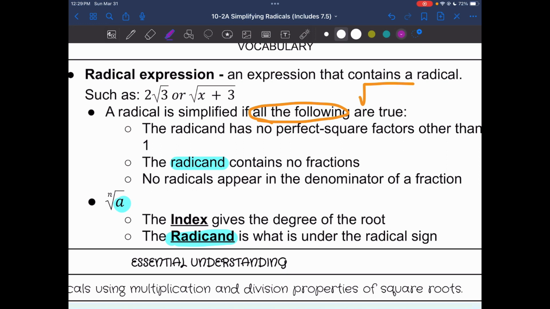The index tells us the degree of the root, and it's right here. Now, you'll notice up in our first two examples here, there is nothing written there. If there is no index shown, we are assuming that it is the second degree, so it's a square root. Anything else, if it's a cube root or anything higher, fourth root, fifth root, there will be a number where that n is in our definition. Otherwise, it's a square root.